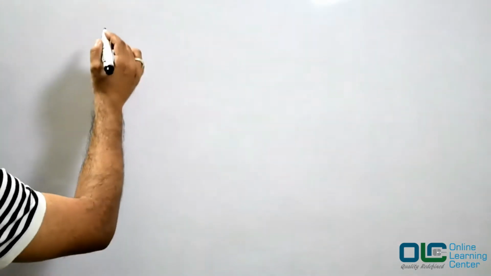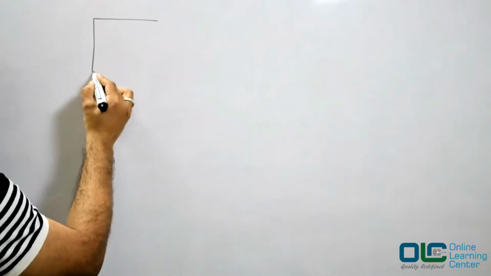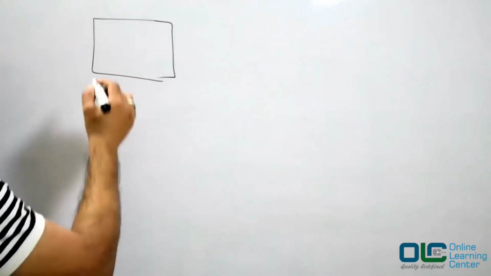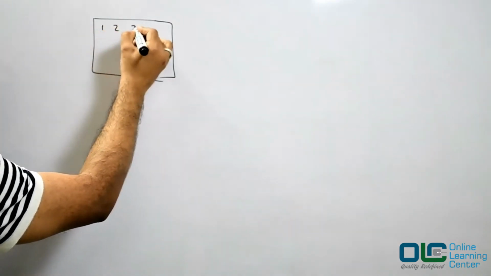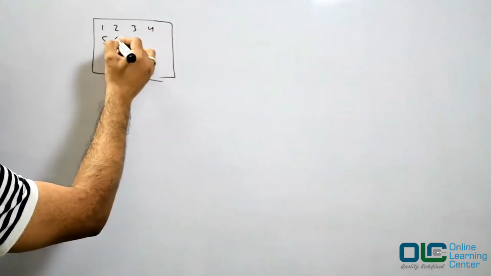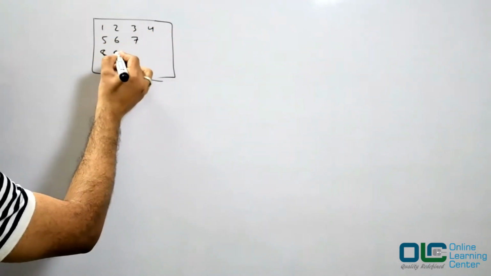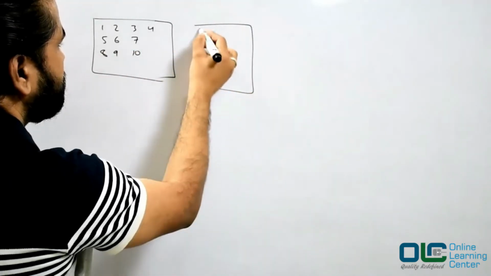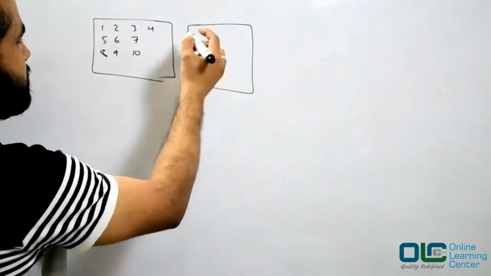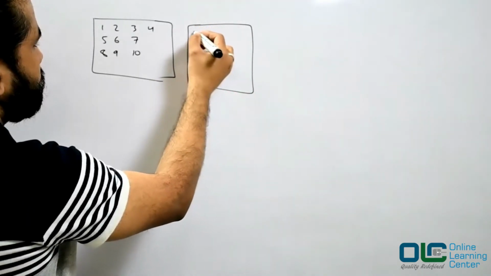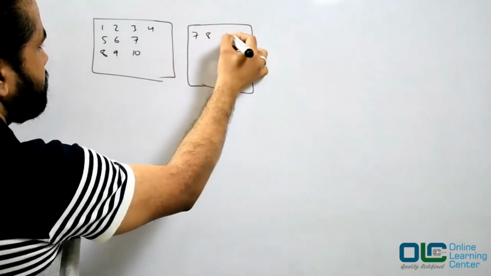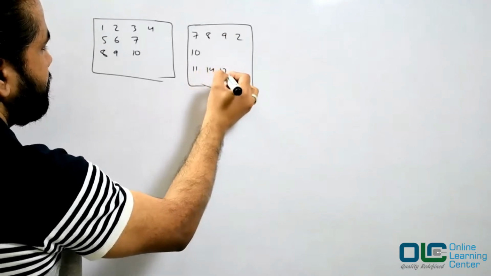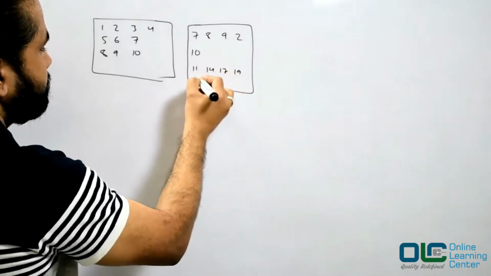Now suppose the requirement is I have a file which contains some numbers. Let's say only numbers, right? So let's say 1 2 3 4 5 6 7 8 9 10. And let's say I have another file which contains a few numbers more. Let's say 7 8 9 2 10 11 14 17 19 30.